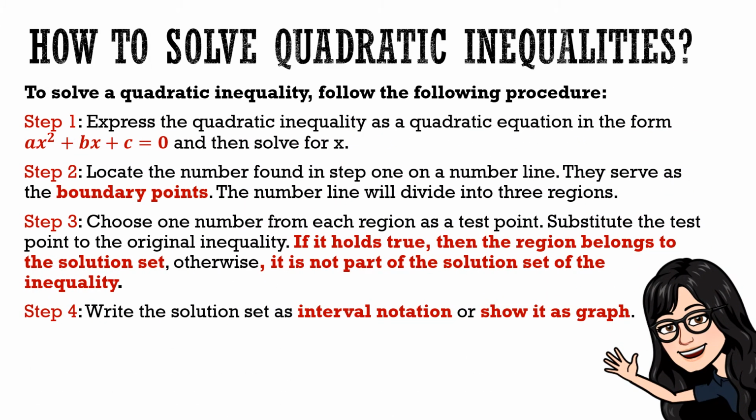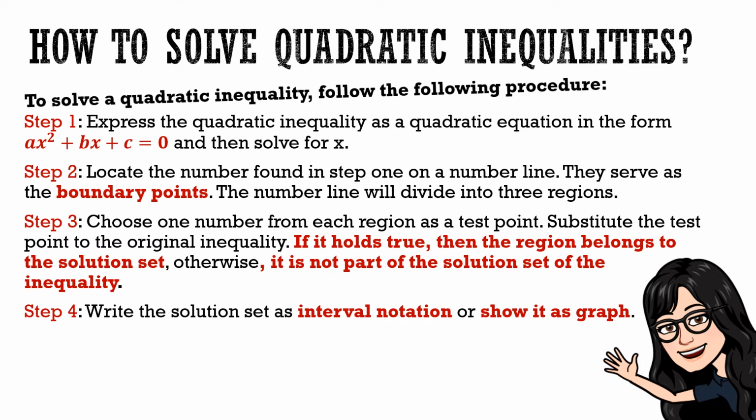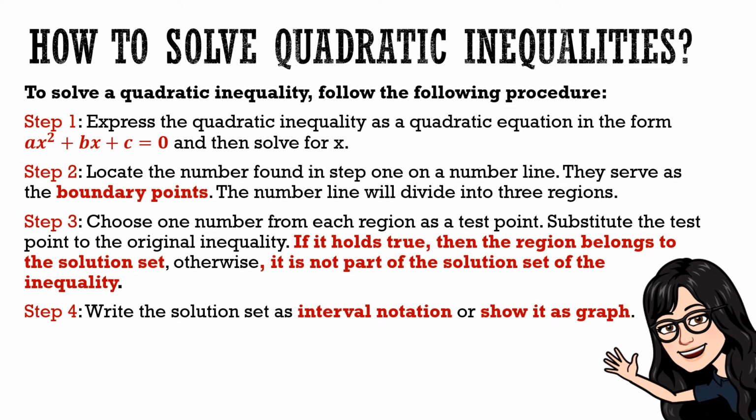How to solve quadratic inequalities? To solve the quadratic inequality, follow the following procedure. Step 1. Express the quadratic inequality as a quadratic equation in the form ax squared plus bx plus c equals 0, and then solve for x. Step 2. Locate the numbers found in step 1 on the number line. They serve as the boundary points.